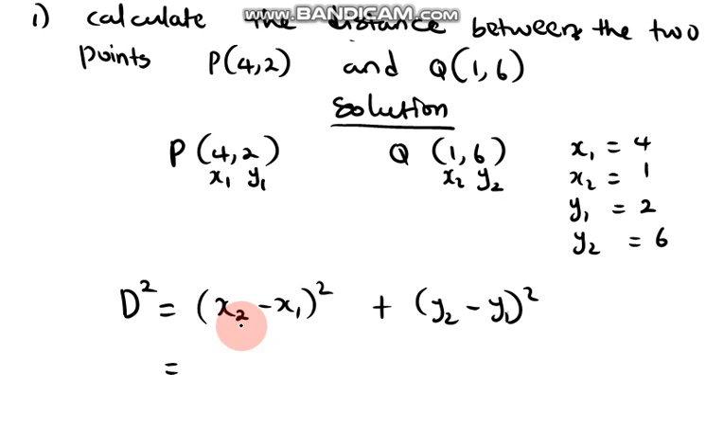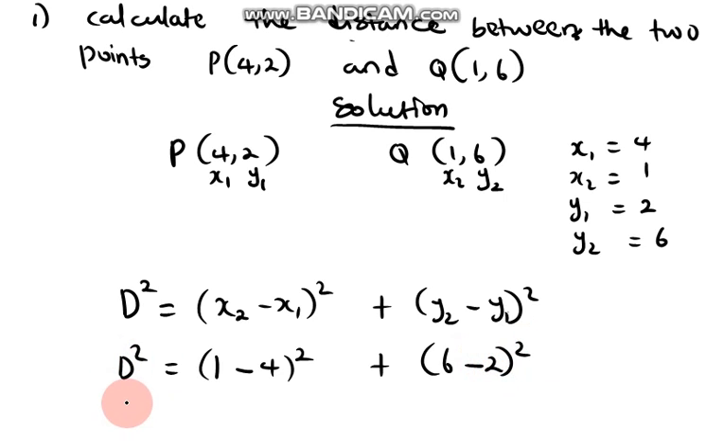So we are going to have our x2 to be 1 minus x1, that's 4, everything all square, plus y2 to be 6 minus y1 to be 2, so 6 minus 2 all square. So this is our d square. So our d square is equal to minus 3 all square plus 4 square.